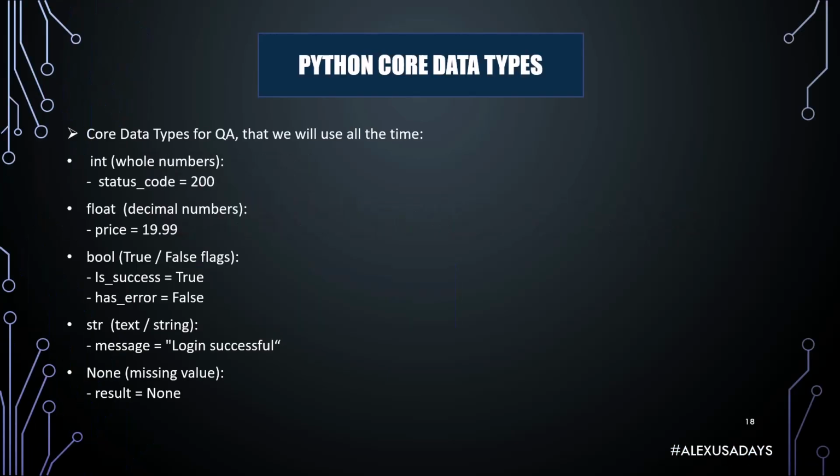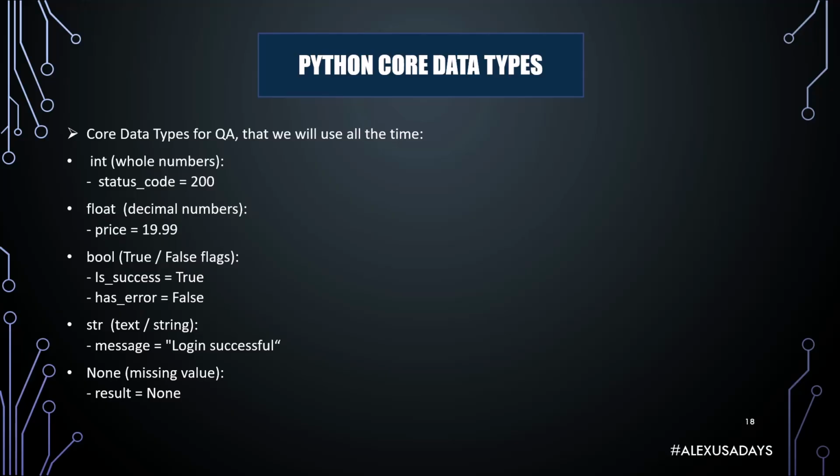We're continuing Python for quality assurance, and we're going to talk about Python core data types today. So core data types for QA that we will use all the time. We have int, which is integer or a whole number, and whenever we want to store a whole number like 200, 10, 1, the data type for that will be integer. If we want to store something with a decimal, we will use float, so decimal numbers.